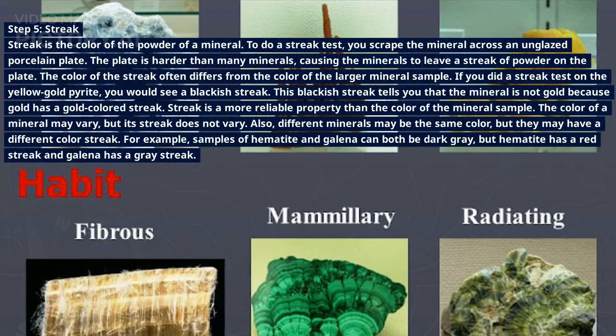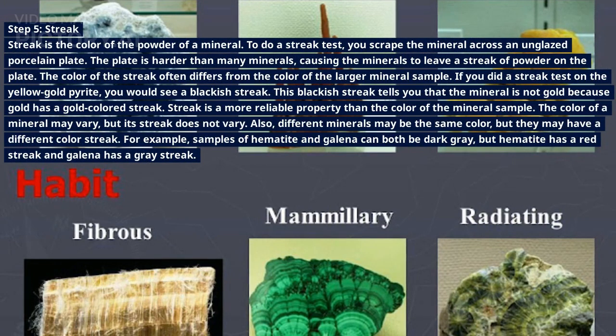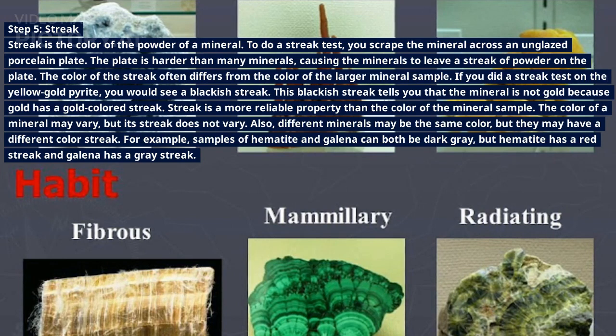Step 5. Streak. Streak is the color of the powder of a mineral. To do a streak test, you scrape the mineral across an unglazed porcelain plate. The plate is harder than many minerals, causing the minerals to leave a streak of powder on the plate.